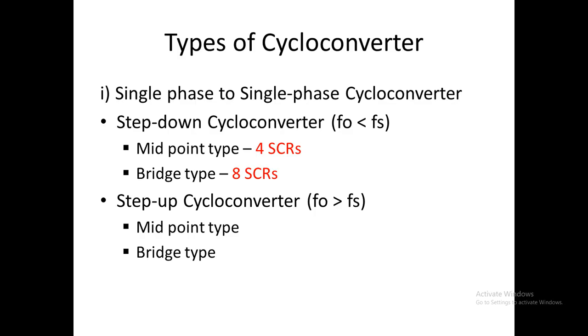First, we can have the single phase to single phase cycloconverters. In that we have step up and step down, and in each of step up and step down we will have midpoint and bridge type SCRs. Midpoint configuration means it will have 4 SCRs, and bridge type configuration means it will have 8 SCRs. And similarly for the step up cycloconverters.